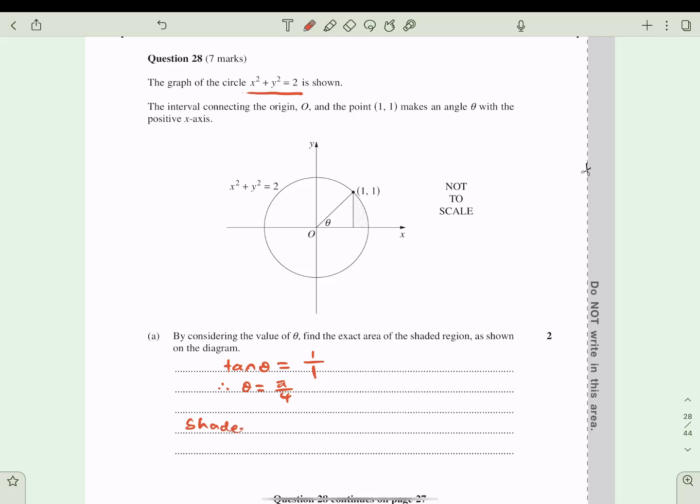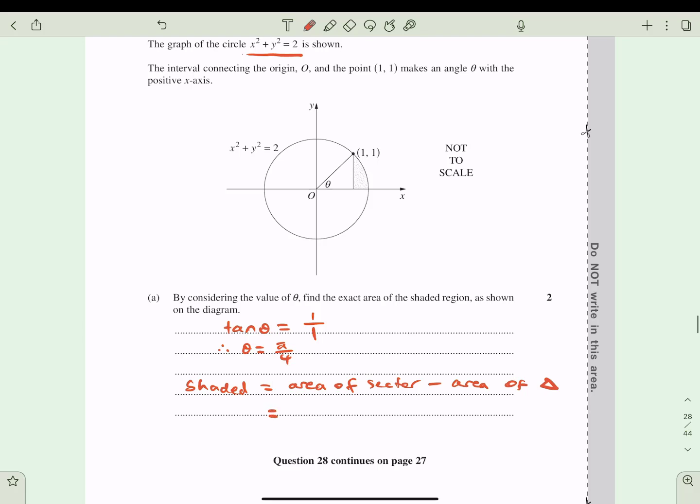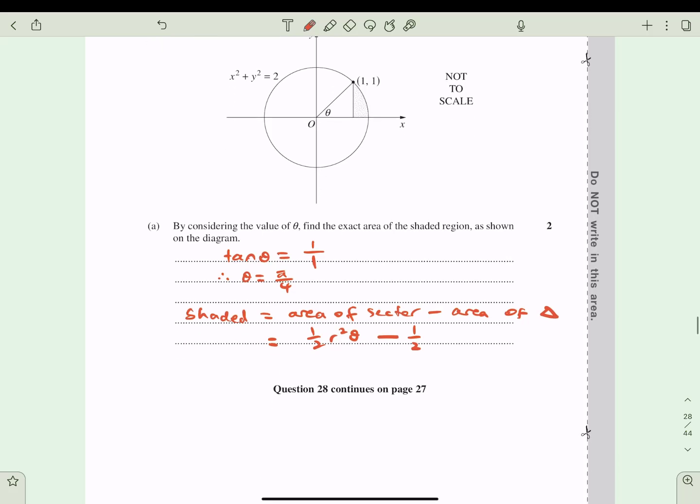So let's write that down. The shaded area is equal to the area of the sector minus the area of the triangle. Looking at the area of the sector, we should record that the area of a sector is equal to half r squared theta. That's subtracted by the area of the triangle, which in this case is just 1 times 1 times half, which is just half.